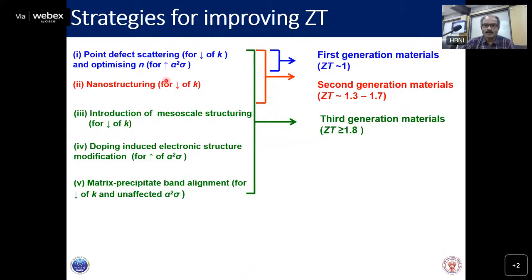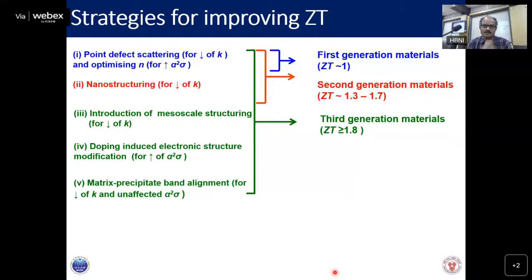So these were the strategies which have been practiced over the last so many decades. Initially, the idea is to reduce the thermal conductivity while maintaining the electrical conductivity at the same value. Or you can say you reduce the thermal conductivity more, but at the same time there should be less effect or less reduction in the electrical conductivity.